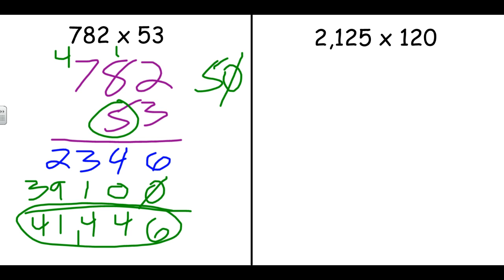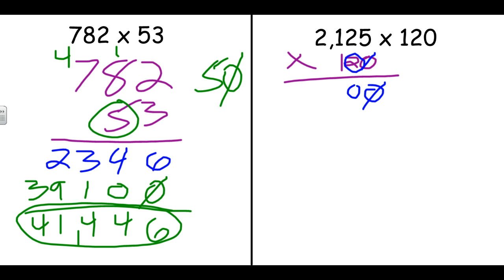41,446 is our product. And our last example before we go to the problems that you'll work on, I'll just write it here. Again, we have a 0 in the ones place. This time I'm just going to skip it and say, well, we know everything's going to be a 0. It won't affect our addition. But that 2 still means 20, so we have to put a placeholder 0 there.